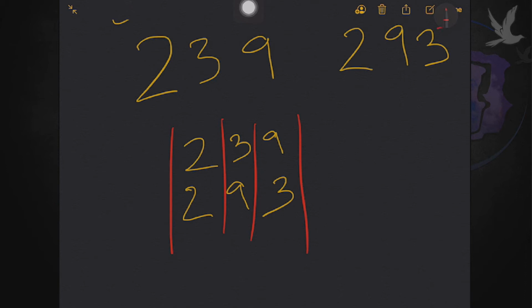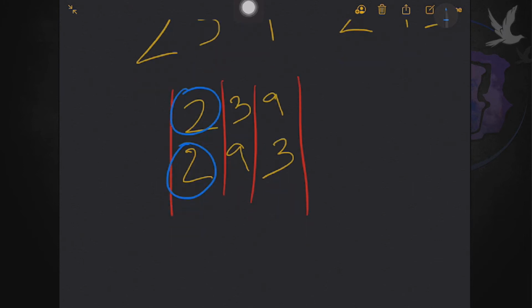If you notice, the first digits of our given example are the same. They have the same value, which is 2. The only difference is when it comes to the tens place. If you notice, in 239 we have 3 there, and in 293 we have 9 there. So, between 3 and 9, which do you think is greater?